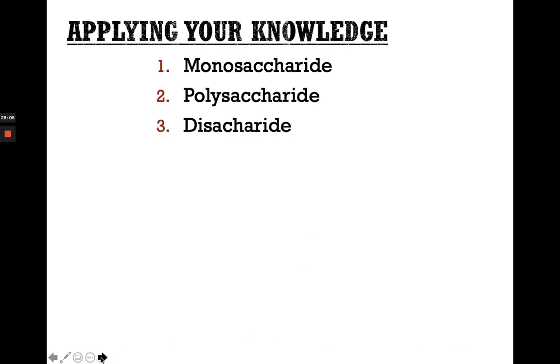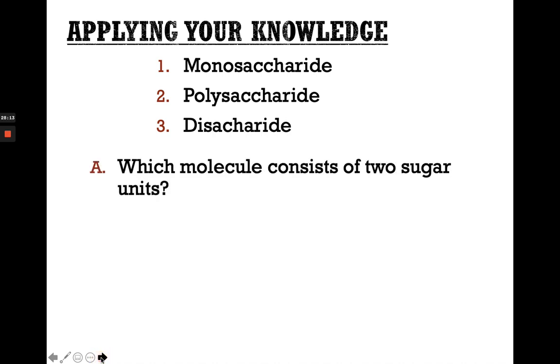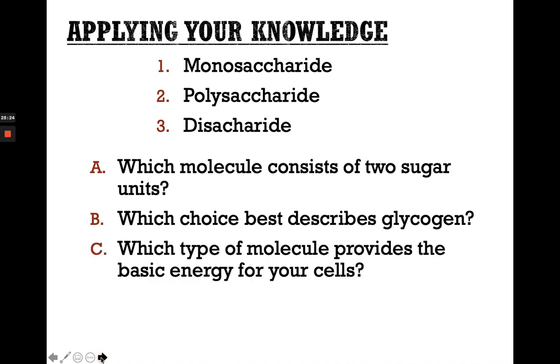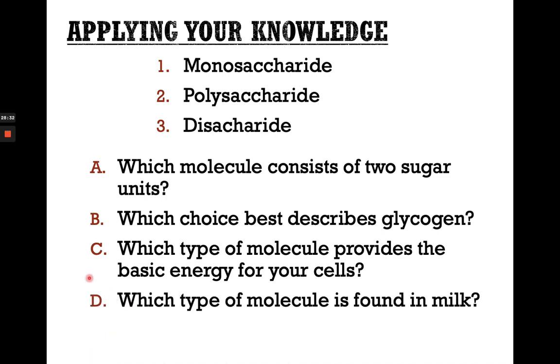Okay, applying your knowledge. Here are 3 terms, and you have this on your note. You can think about each of these. Which molecule consists of 2 sugar units? You can jot down your answer. Which choice best describes glycogen? Pick your answer and write it down on your note. Which type of molecule provides the basic energy for your cells? And lastly, which type of molecule is found in milk? Out of these 3 choices, you can answer those questions. If you want to be even more specific in terms of the name of the molecule, go for it. That would be good.